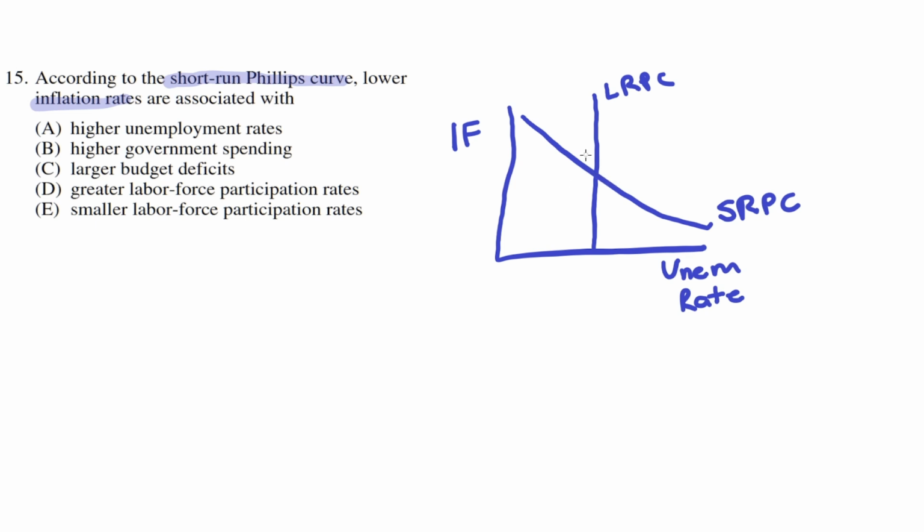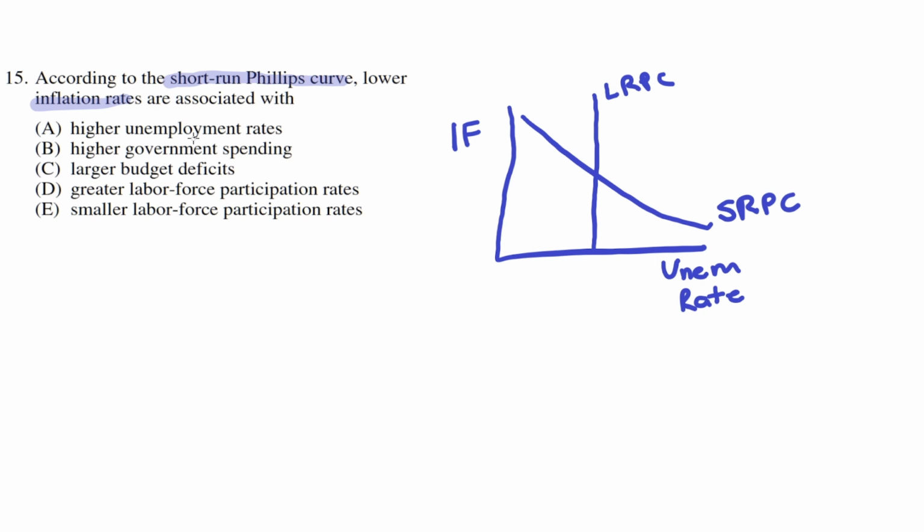Now, from this curve, we can see that as unemployment rate increases, inflation decreases, or as inflation increases, the unemployment decreases. So there's an inverse relationship between inflation rate and the unemployment rate. Now let's consider the answer choices.